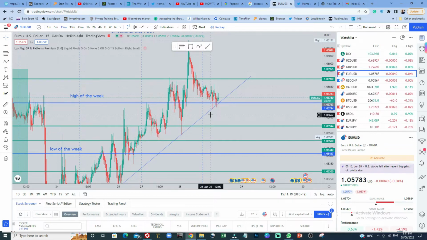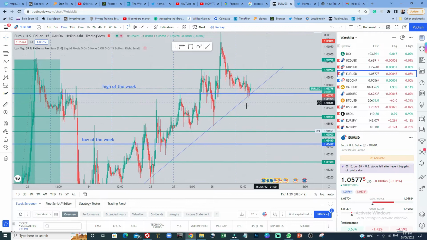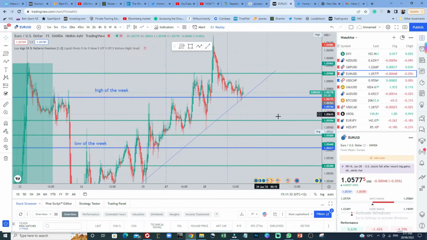Now, if you look at it so far, I've drawn a trend line, and you can see that there's a trading opportunity here. There is a trading opportunity here. But I might not take this trade now because I'm still skeptical about the US dollar so far this week. There haven't been any significant strength movements, and you can see from the news, US stocks fall after recent big gain.